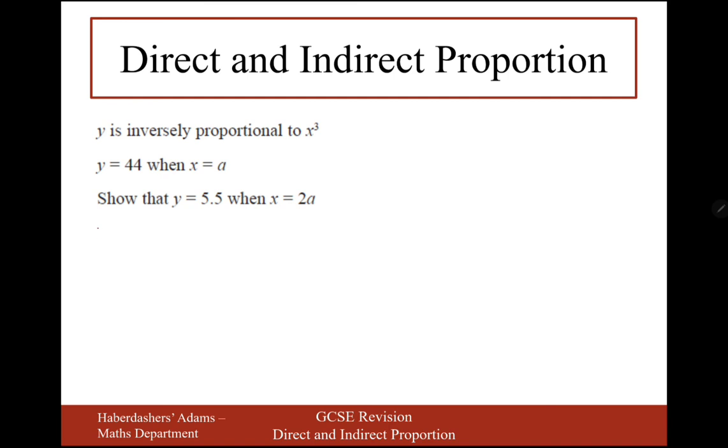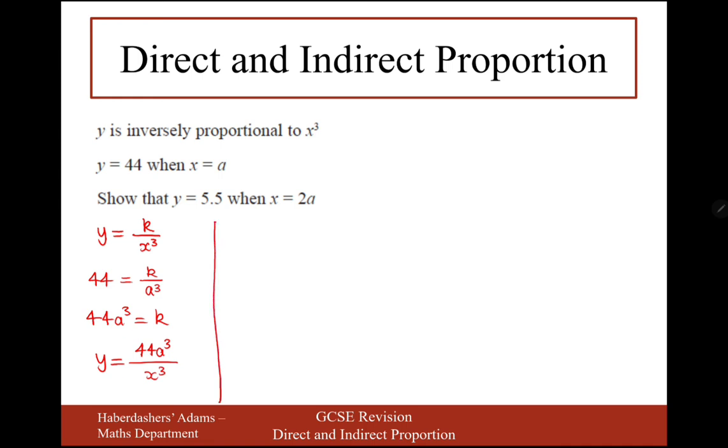Okay, let's give this question a go then. So we've got a formula for y equals the inverse of x cubed. So proportional. Let's substitute in y and x. So that'll be 44 equals k over a cubed. So it's times by a cubed onto the other side. 44a cubed equals k. And well, that's as best as we can do, really. So with that, the formula is now going to be y equals 44a cubed over x cubed. Okay, so the formula is 44a cubed over x cubed.